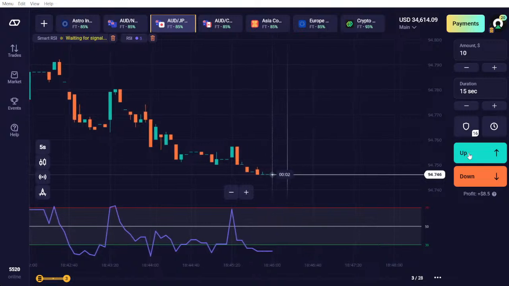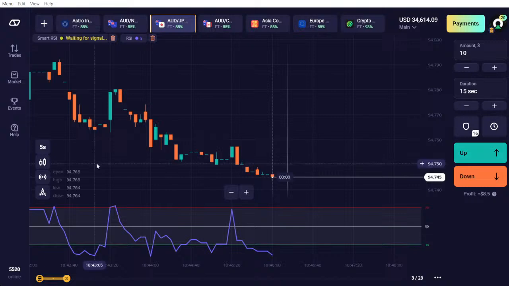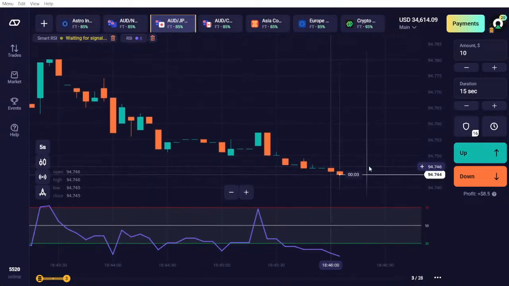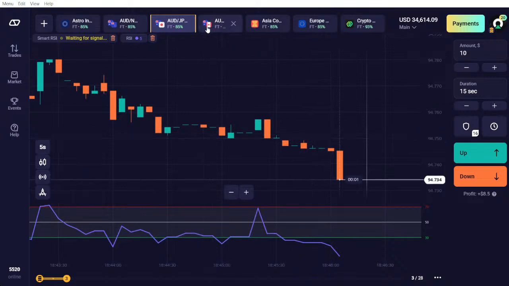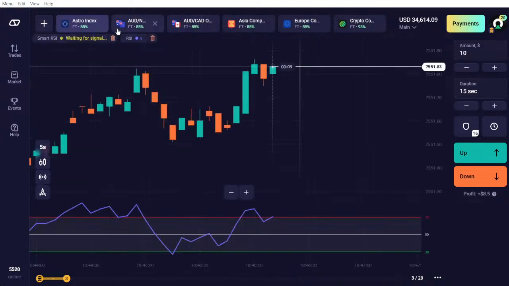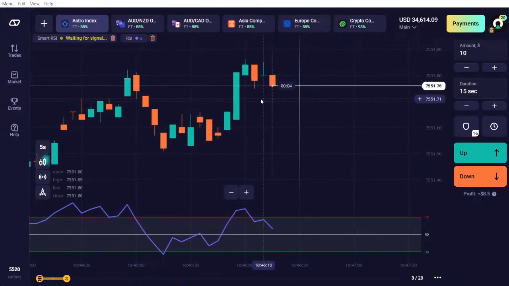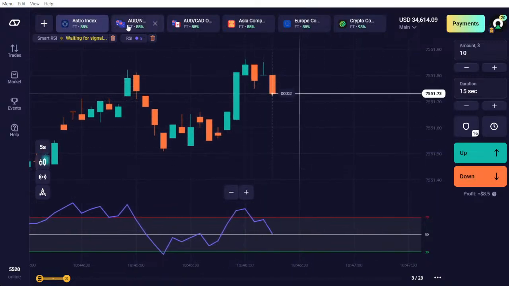Let's see if any signal is going to be there, and I can assume that the market is not having that much aggressive trend. So let's remove this asset. Let's move to another asset. Okay, so in this asset, the market is already in the downward direction.